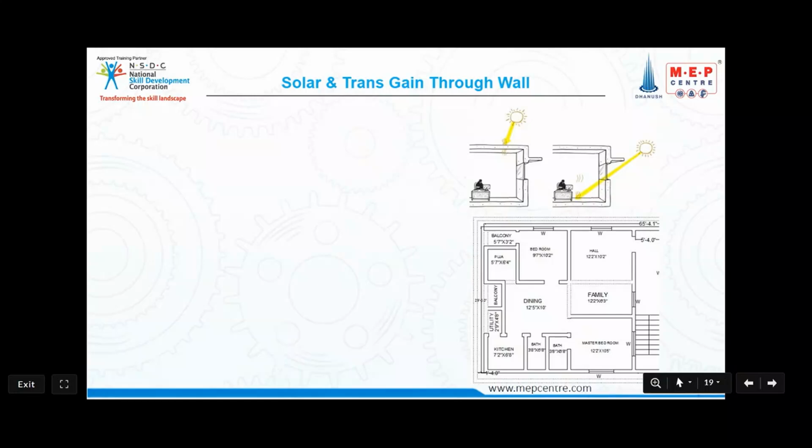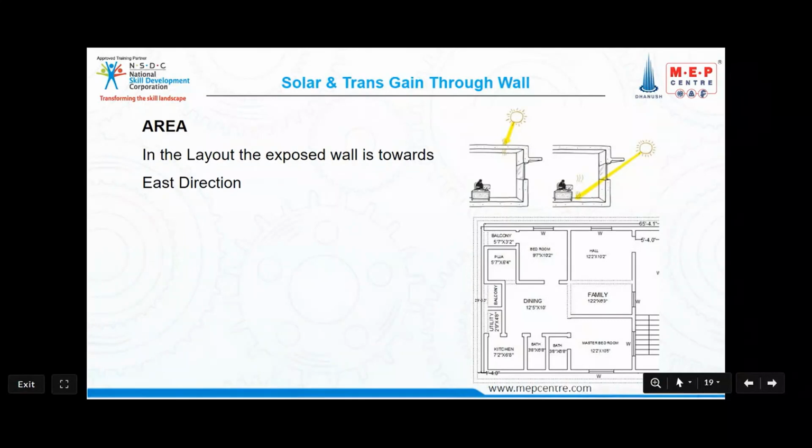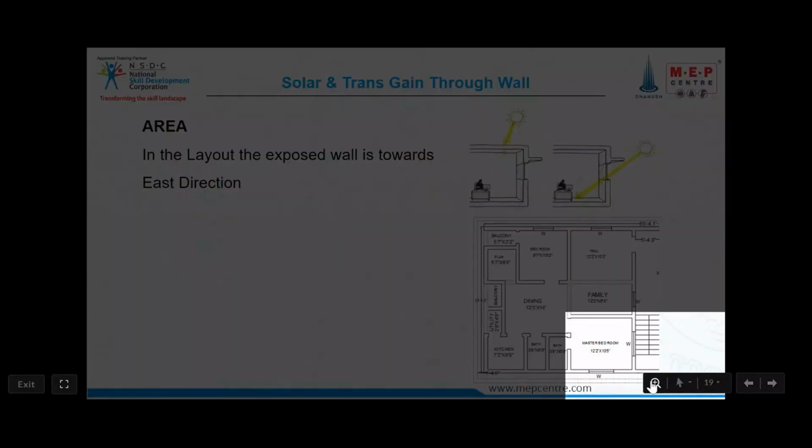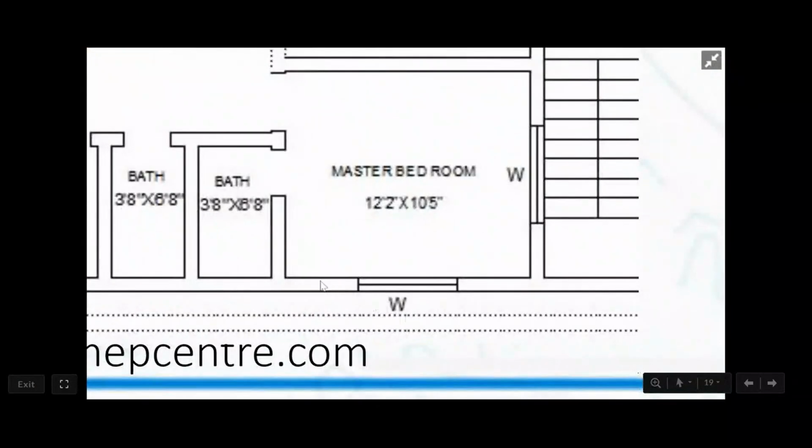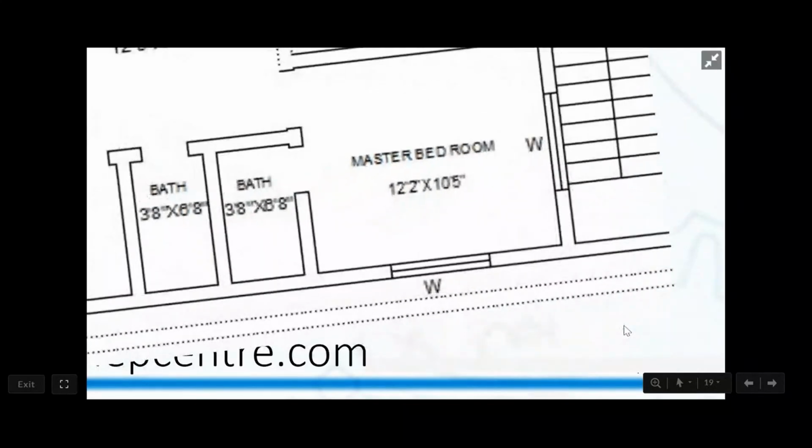Next, solar and transmission gain through walls and roof. In this layout again, the wall is exposed towards the east direction. Walls are always exposed to the sun, sir. This is a wall, and this is a partition. The internal boundaries are partitions. The external boundaries are walls. So for this room, only the master bedroom has this wall, and this is in the east direction.